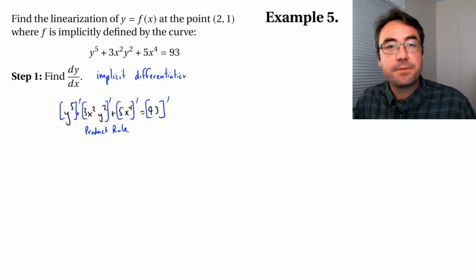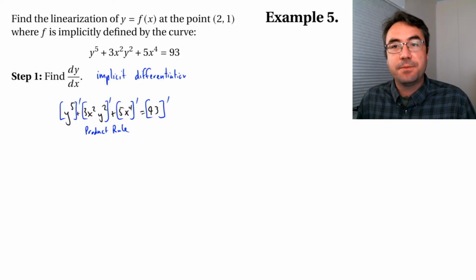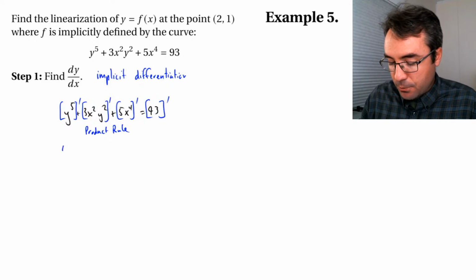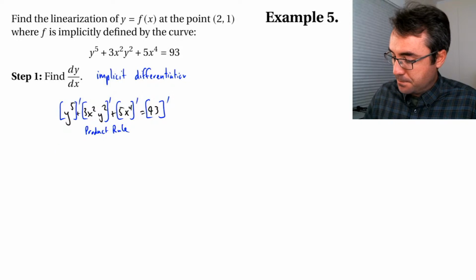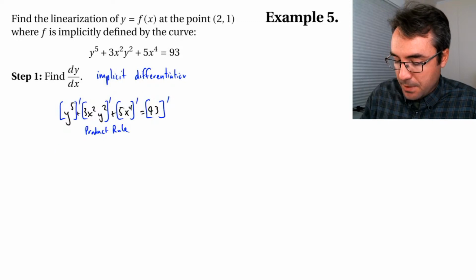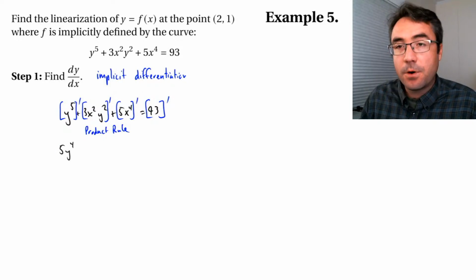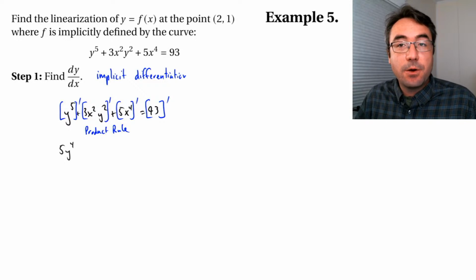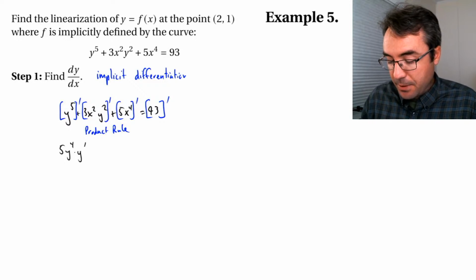So first we'll start with that y to the power 5. So we do the power rule like usual. So we get 5y to the power 4. But because we're differentiating a y term, we multiply the result by y prime.